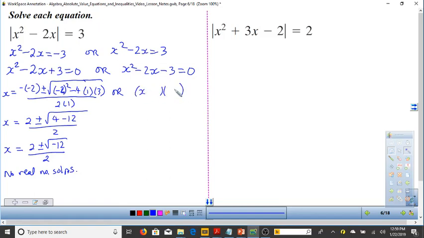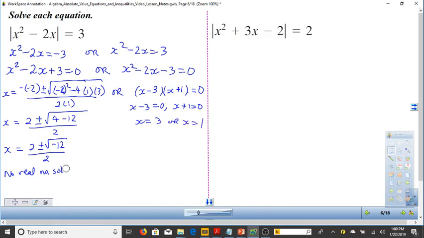We need two numbers that multiply to be negative 3, but when you add them, you get negative 2. Those numbers, of course, are negative 3 and positive 1. So when we set each part equal to 0, we end up with x equal to 3 or x equal to 1. So the only answers that seem to work here are 3 and 1. Now we can check it. When we check it, we do 3 and negative 1, sorry.